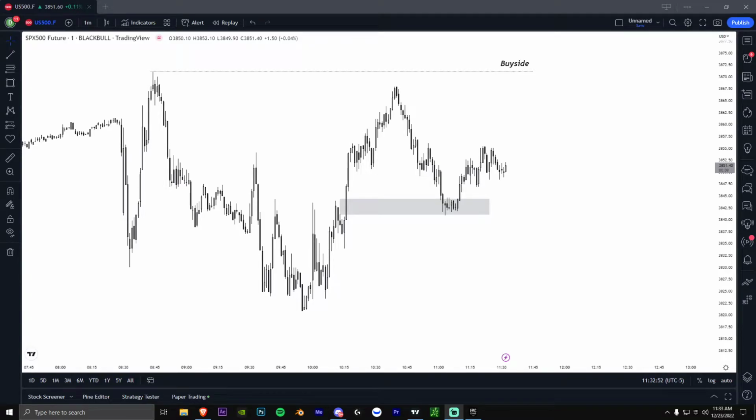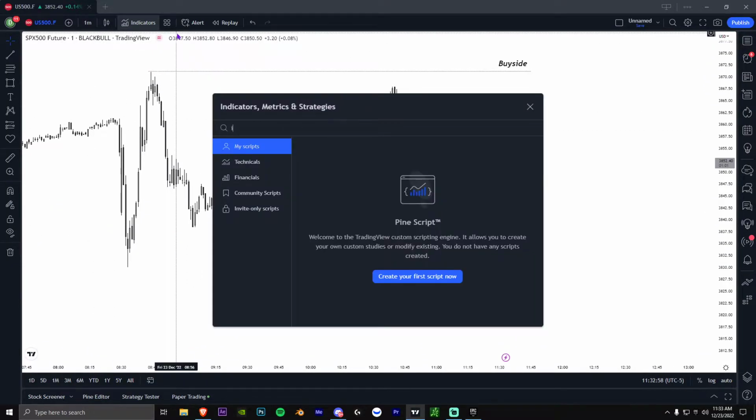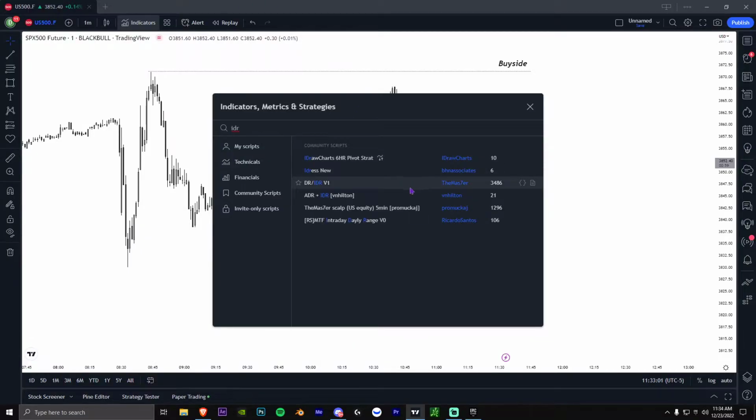What's going on, guys? I'm going to be going over a trade I took using the IDR. If you don't know what IDR is, I would suggest watching a video on it. Just type in IDR by Master MAS 7ER.